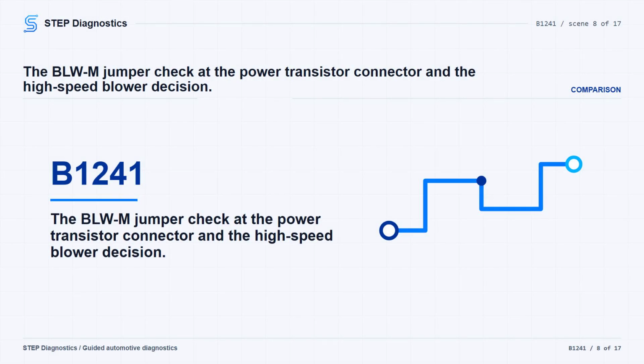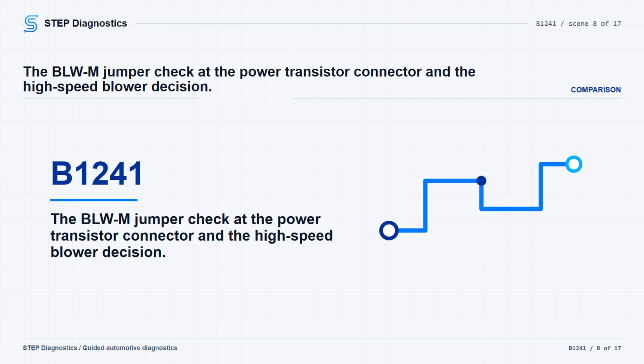Next, check the BLWM line. Install the jumper at the power transistor connector. On a 4-door, jump power transistor 4P connector no. 3, the black wire, to no. 4, the green wire. On a 2-door, jump power transistor 4P connector no. 1, the black wire, to no. 3, the green wire. Turn the ignition switch to on II.